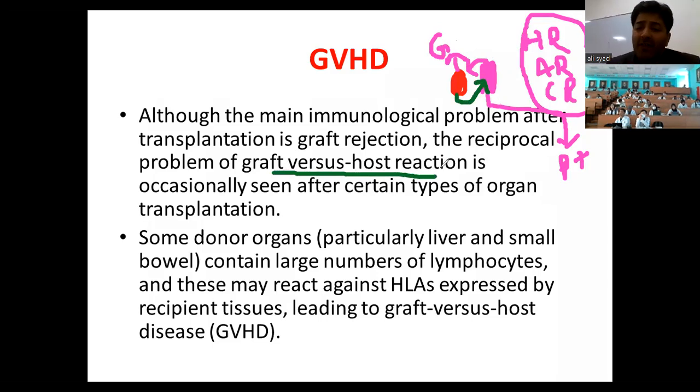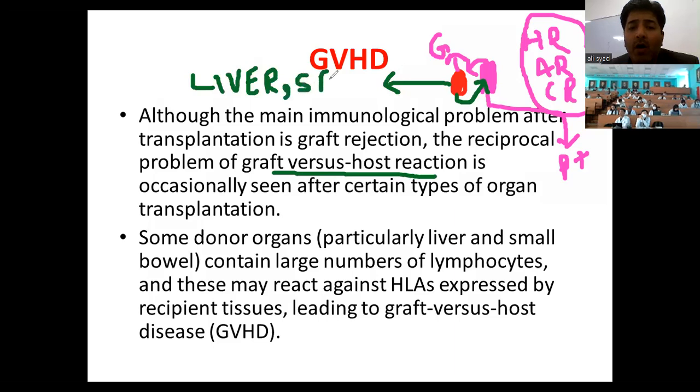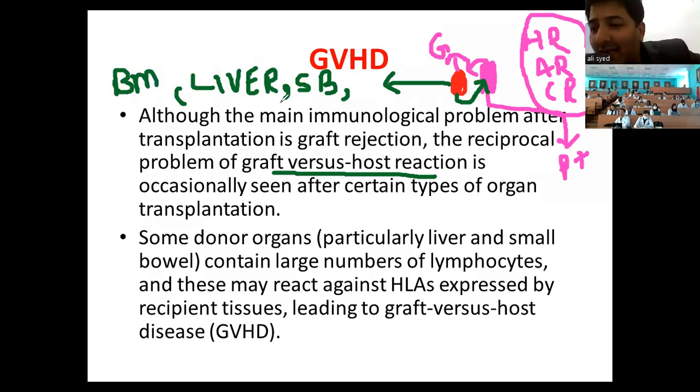And you are going to see in which patients? When you are performing liver transplantation, small bowel transplantation, or bone marrow transplantation. In all these transplantations, there are a large number of lymphocytes, and due to this large number of lymphocytes, they are going to attack the immunosuppressed patient, resulting in what? Graft versus host disease.